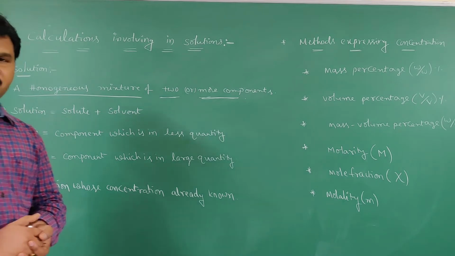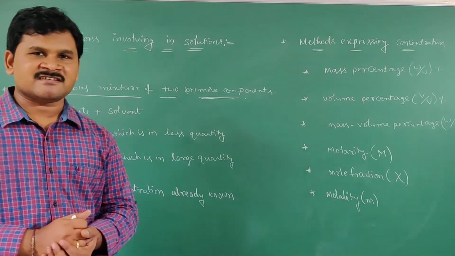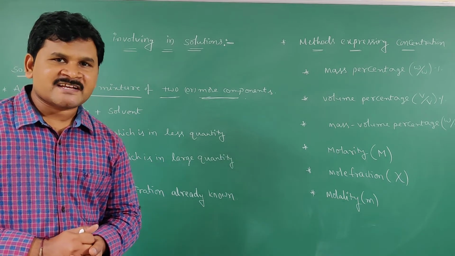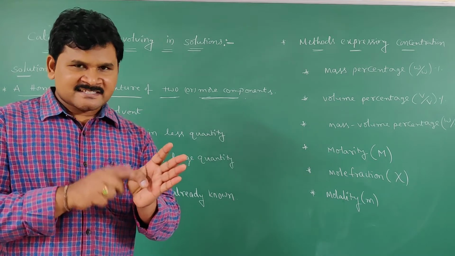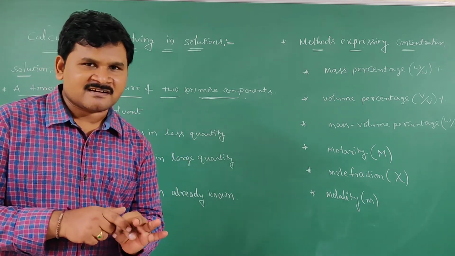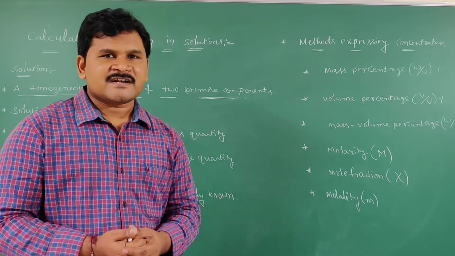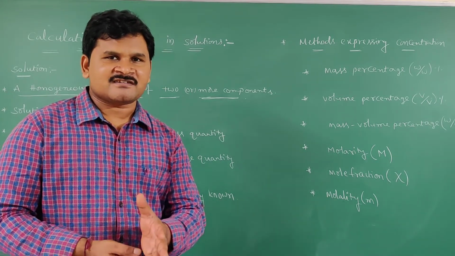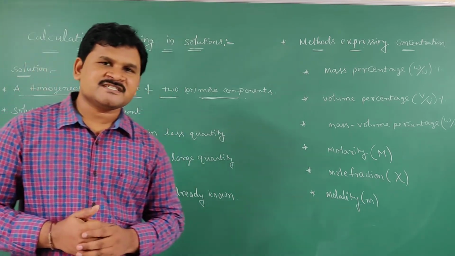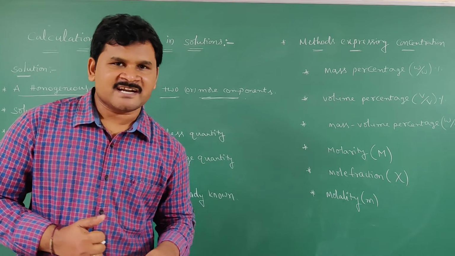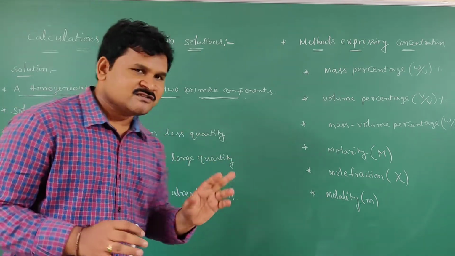What is the best example for a binary solution? Salt water is a best example. Why is salt water a binary solution? In salt water, one component is salt and another component is water. Similarly, in sugar solution, the components are sugar and water. Binary solutions mean they contain only two components.